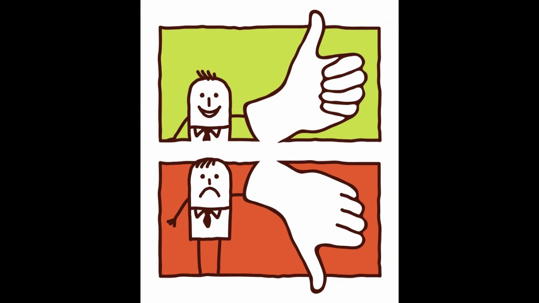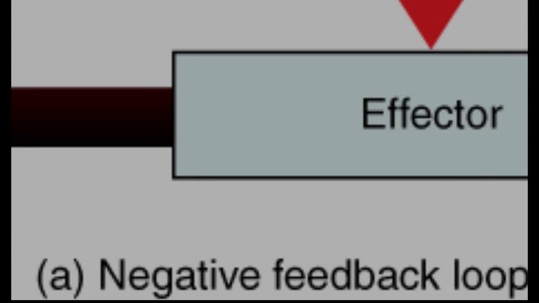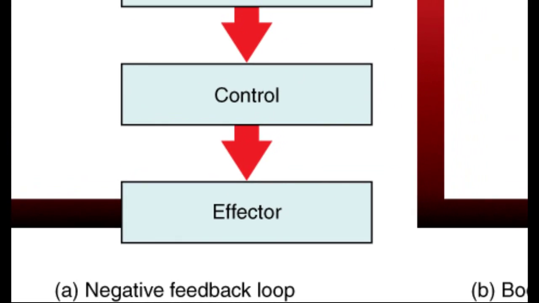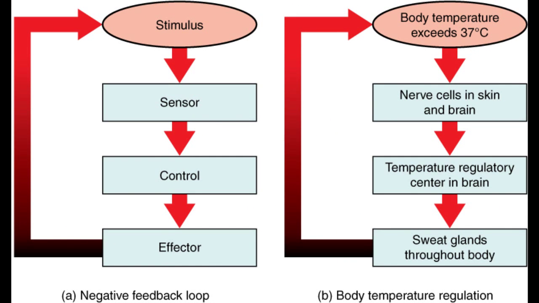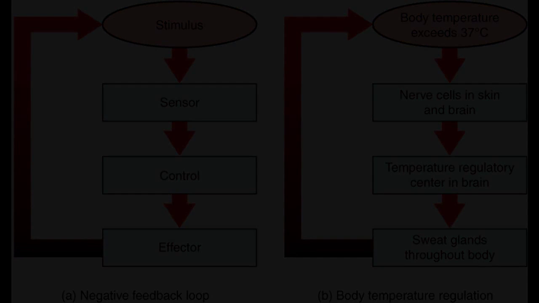There are two types of feedback system, the negative and the positive. Negative feedback system. Almost all homeostatic control mechanisms are negative feedback mechanisms. These mechanisms change the variable back to its original state or ideal value.